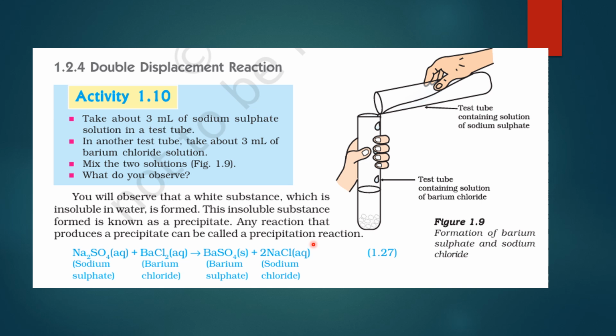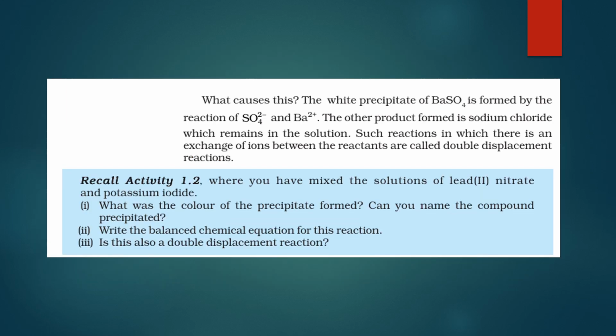Now let's see what is actually happening, as two elements are getting exchanged. That's why this is referred to as a double displacement reaction. So we can say barium is displacing sodium and sodium is replacing barium. तो दो basically displacements हुई है ना इसमें, तो we call it double displacement reaction.